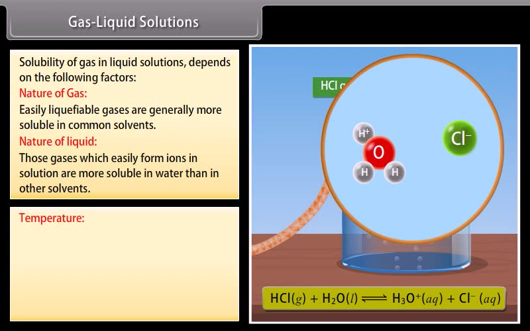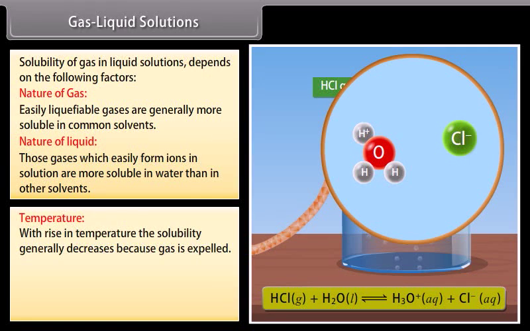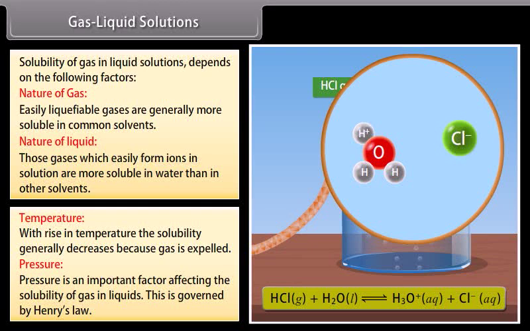Temperature. With rise in temperature, the solubility generally decreases because gas is expelled, but some gases find their solubility increased at a higher temperature. Pressure. Pressure is an important factor affecting the solubility of gas in liquids. This is governed by Henry's law.